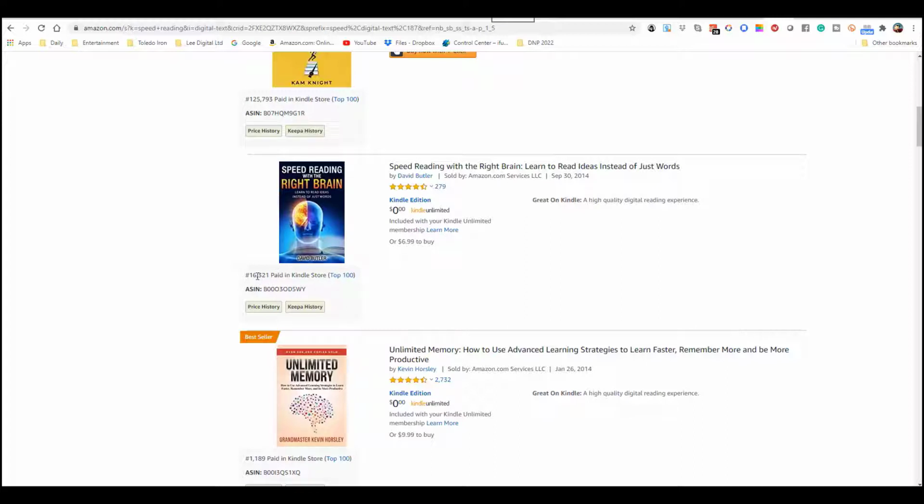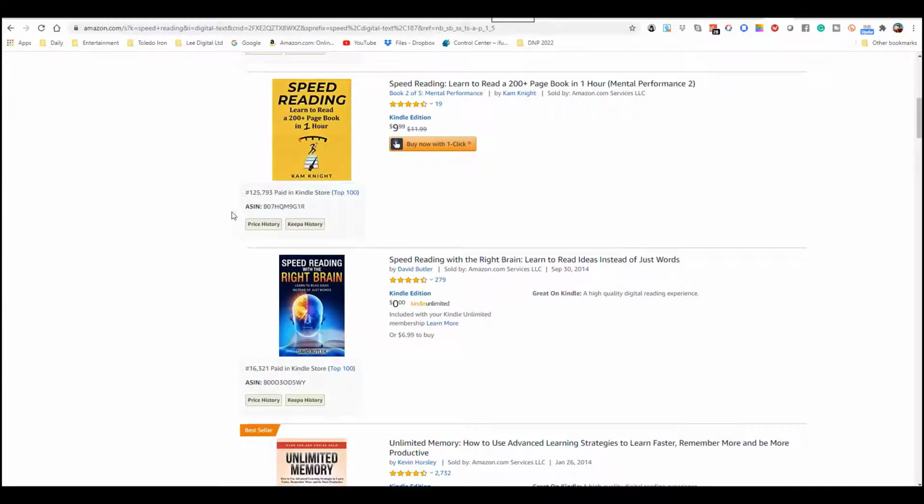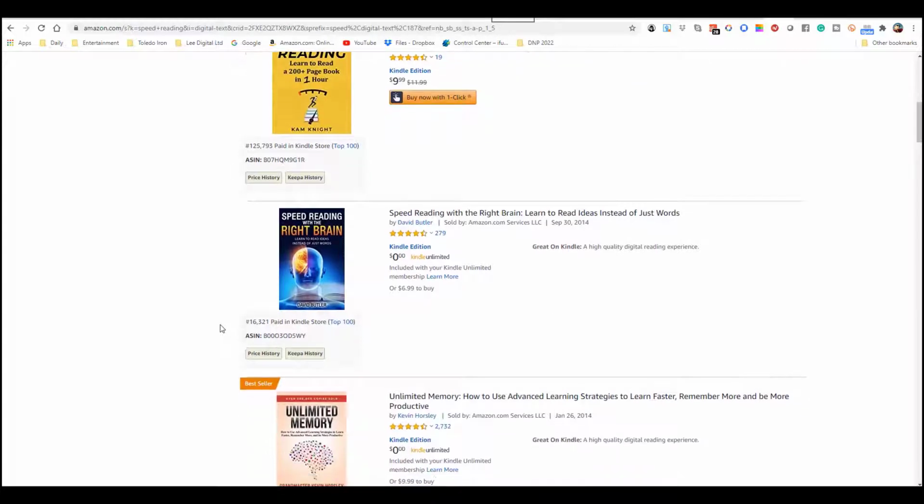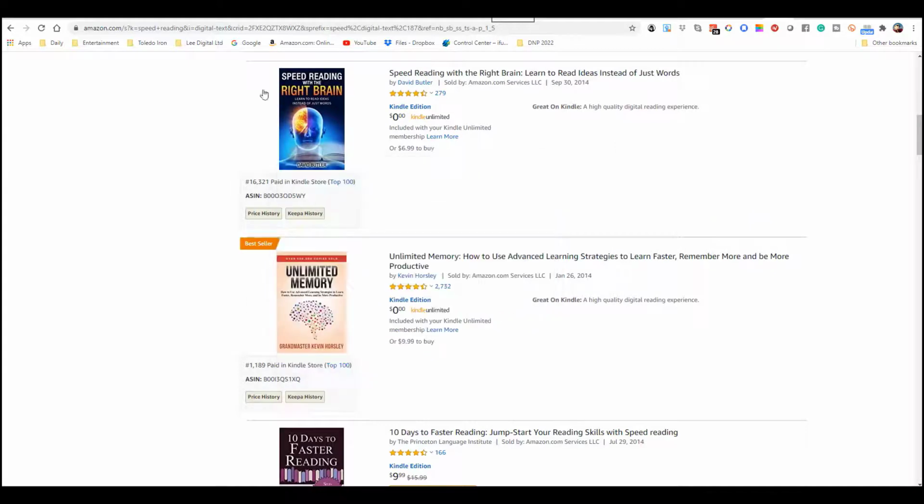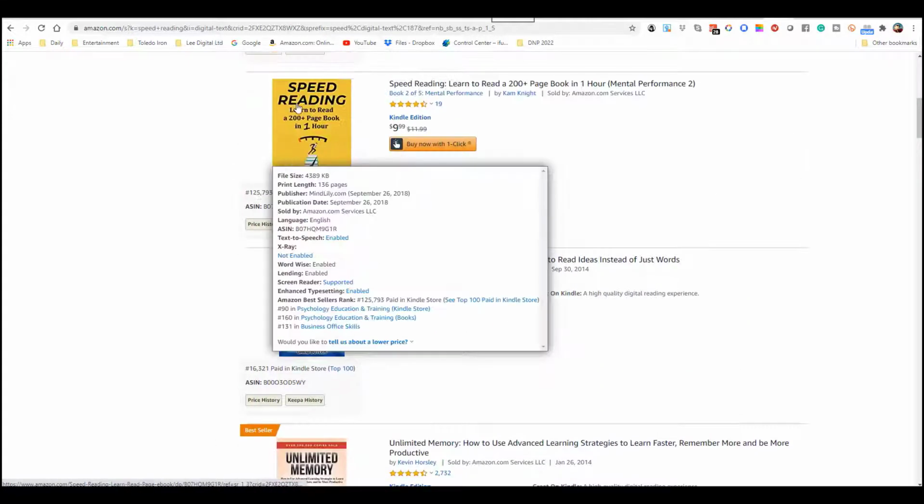That means this book is selling super well, right? Compared to, let's say, the one above, 125,000. That one is selling well, but this one is selling extremely well. So right off the bat, we know that this is selling well. This next book is selling even better. Only 1,189 means this thing gets updated hourly. And this book is selling a lot more than the one above, and the one above is selling a lot more than the one above that.